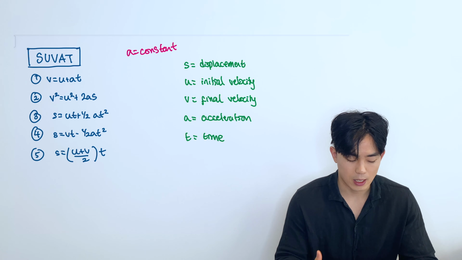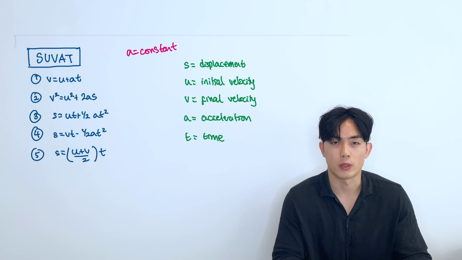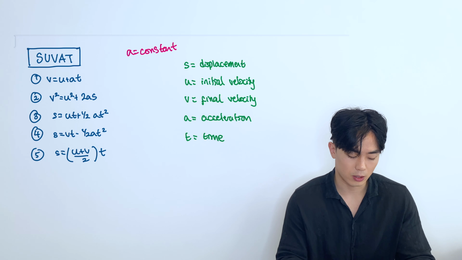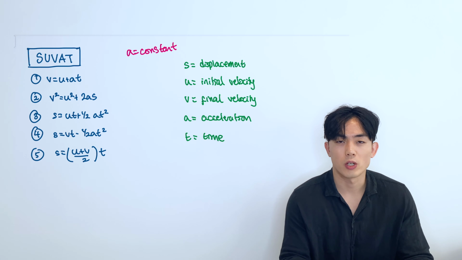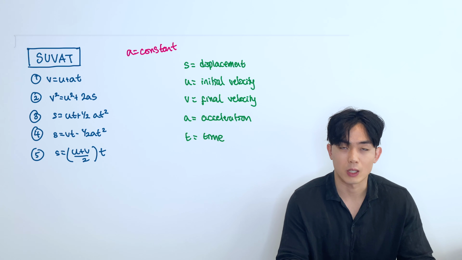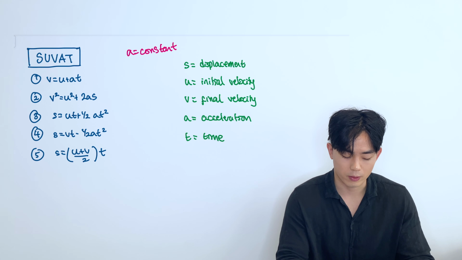As I said, there's 5 of these equations, and they are in the formula book here, so you don't have to memorize them. But I would recommend memorizing them because you want to bring them out straight away when you're dealing with questions. You don't want to be flicking through the formula book.